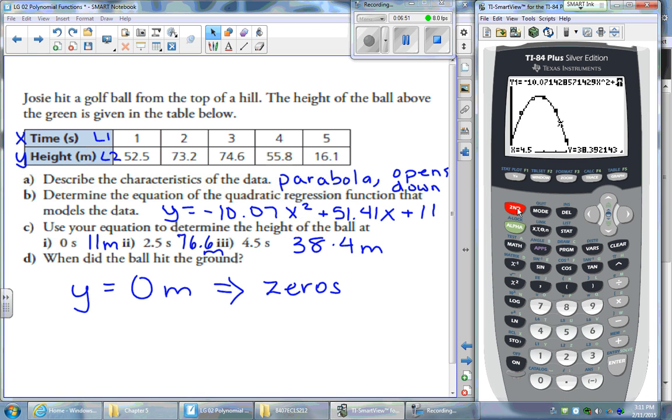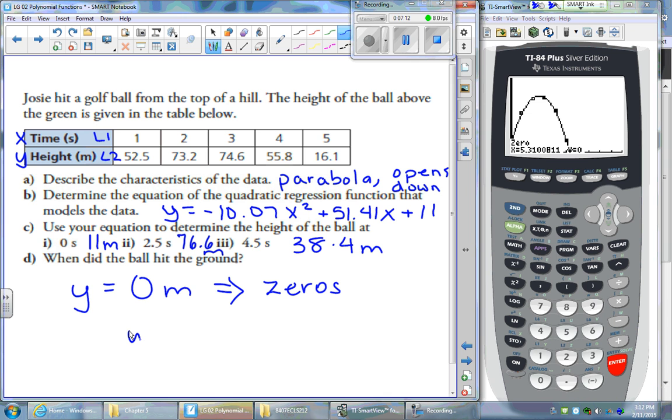So you're going to press second calc. You're going to go to number 2, 0. You need to go to the left side of the ground. Press enter. Move to the right side of the ground, so you're not going to be able to see your cursor. Press enter a third time, and it says that the y has a value of 0 when x is 5.31 seconds. So that means that the ball is going to hit the ground 5.31 seconds after Josie hits it off the top of the hill.